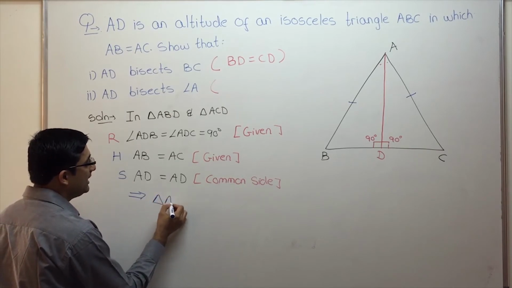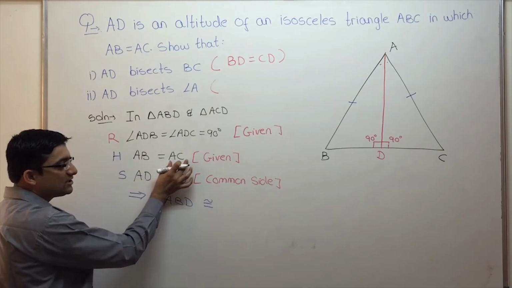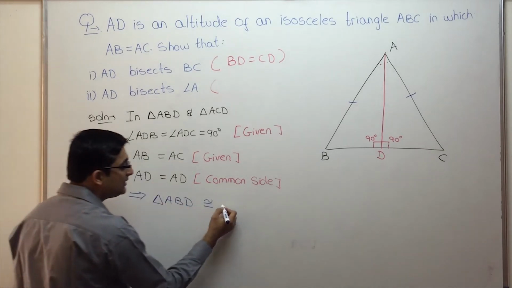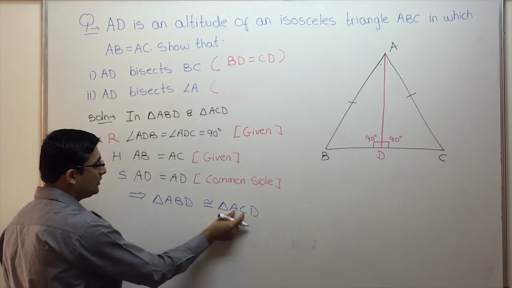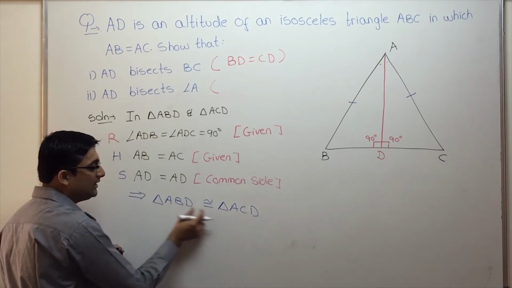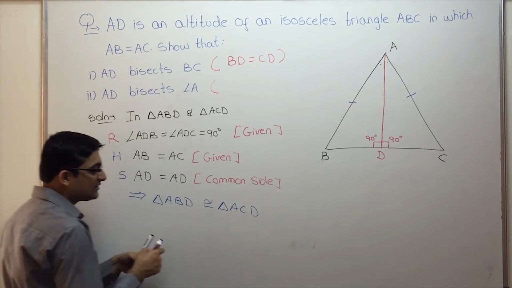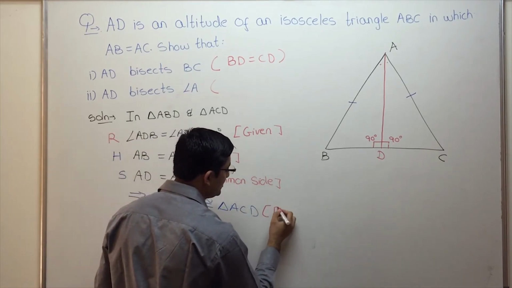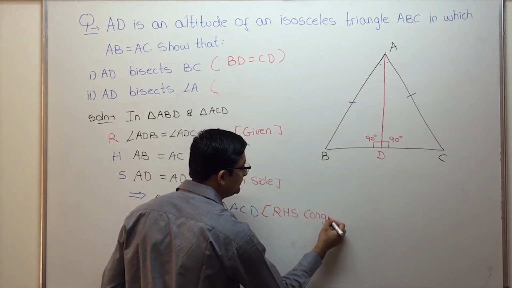So triangle ABD is congruent to, see, AB corresponds to AC. AB's first two letters, so first two letters over here, ACD. So AB is equal to AC, AD is equal to AD, and angle D is equal to angle D, right? Which is the criteria we've used? RHS. So RHS congruence rule.